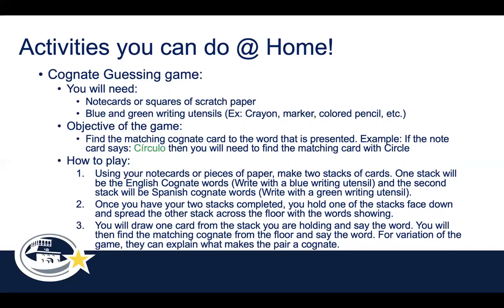For example, the student will make 2 piles of cognate cards. One pile will have English cognates and the other pile will have Spanish cognates. They will hold one of the stacks, whether it be English or Spanish, and spread the other stack across the floor so that you can see the words. When the student selects the first card, for example, círculo, they will have to look on the floor to find the matching cognate, circle. For an extension, the children can explain why círculo and circle are cognates.